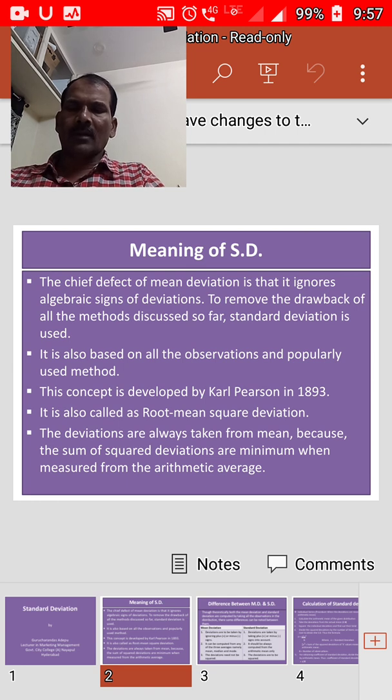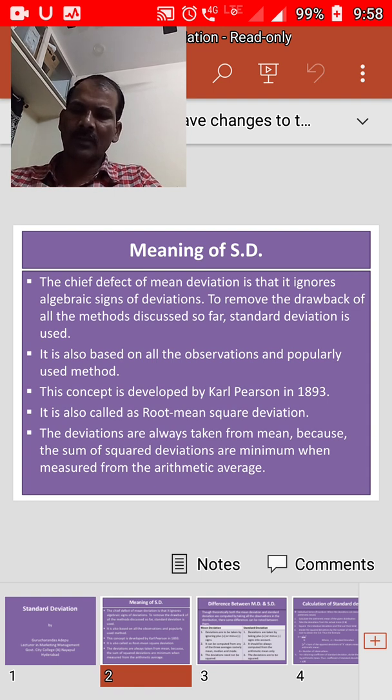To overcome the limitation of ignoring the algebraic signs in mean deviation, the concept of standard deviation was developed by Karl Pearson in the year 1893. Standard deviation may be defined as the square root of the mean of the squared deviations measured from the arithmetic average. It is also called the root mean square deviation.